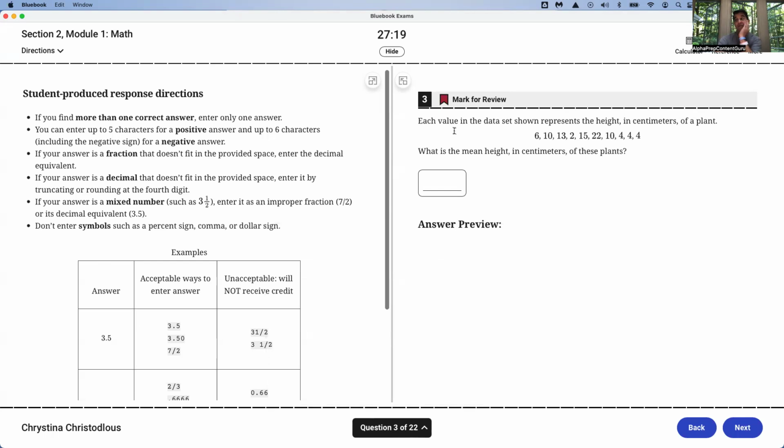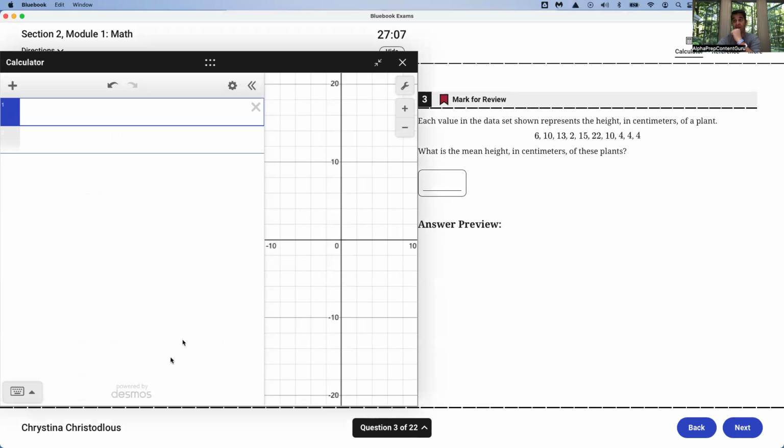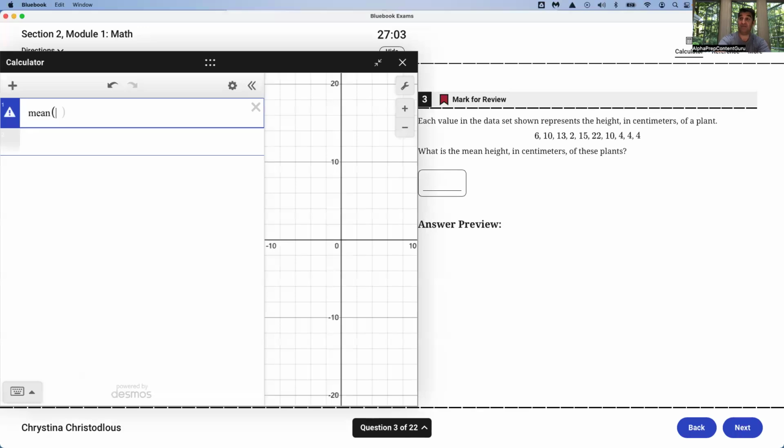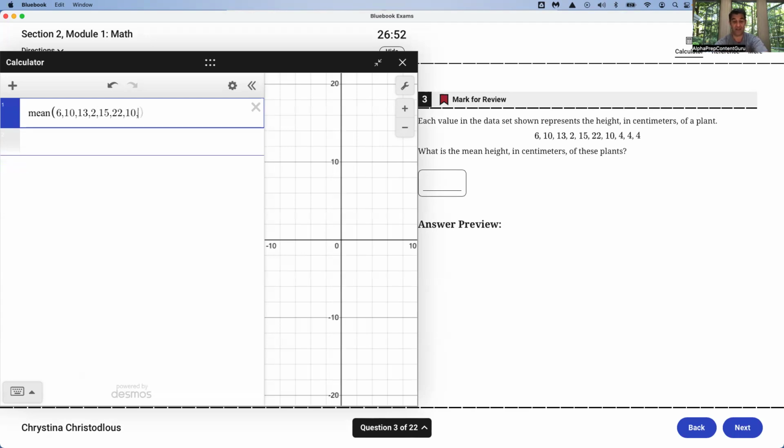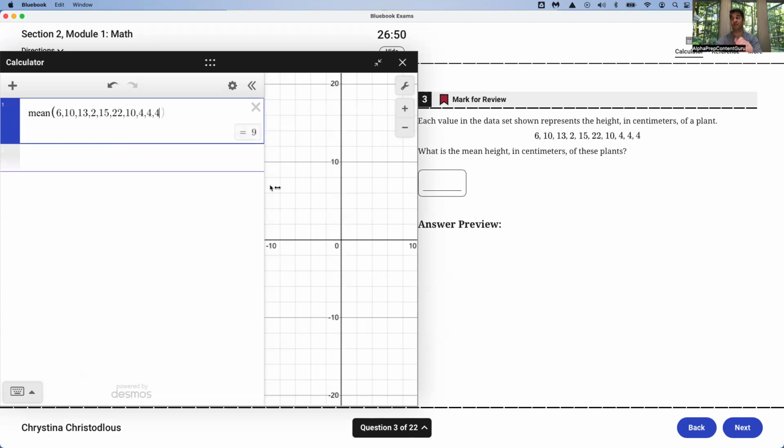To start, I have question number 3. Question number 3 is asking you to find the mean height of all of these heights in centimeters. And it's great to know that the integrated calculator, powered by Desmos, will calculate mean. It calculates more than mean, but it will calculate mean. And you'll see as I put the numbers in, it calculates the mean real time. So this is amazing because just knowing that it exists allows you to, boom, get the answer of 9.